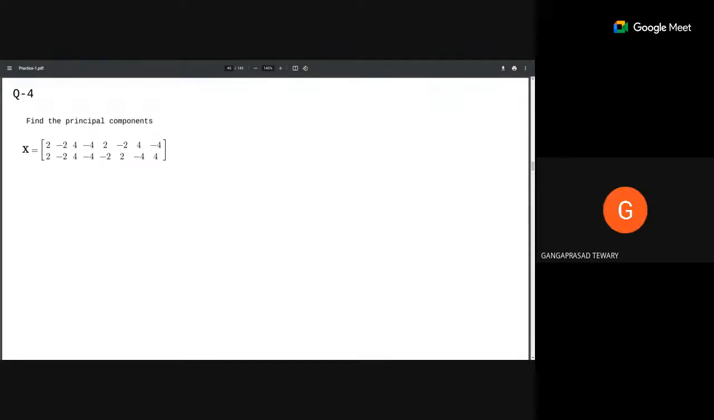Sir, just a quick clarification. Singular vector decomposition and eigenvector decomposition, both are same? Is SVD, singular value decomposition, and eigen decomposition, do they mean the same thing? No, they are not the same, but eigen decomposition is used in the derivation of SVD. Right? Okay, I will figure it out, sir.